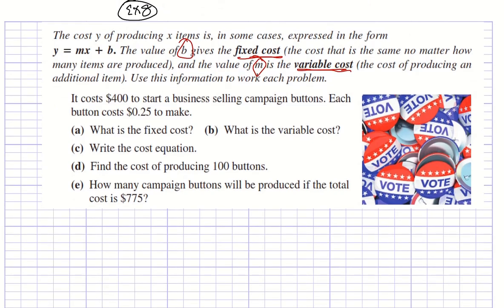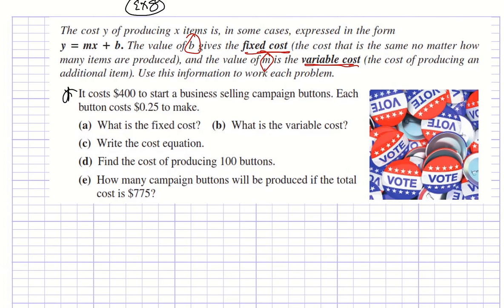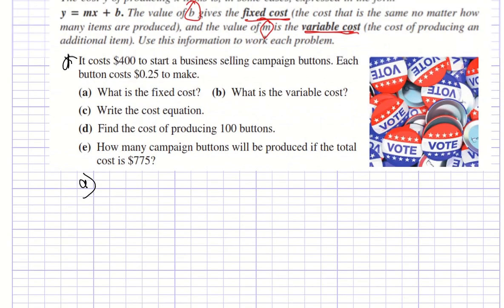So what is the fixed cost? Now, you're given this part here. It costs $400 to start a business selling campaign buttons. Each button costs 25 cents to produce. So let's do it carefully. We'll conserve space because we don't really have a lot of space.